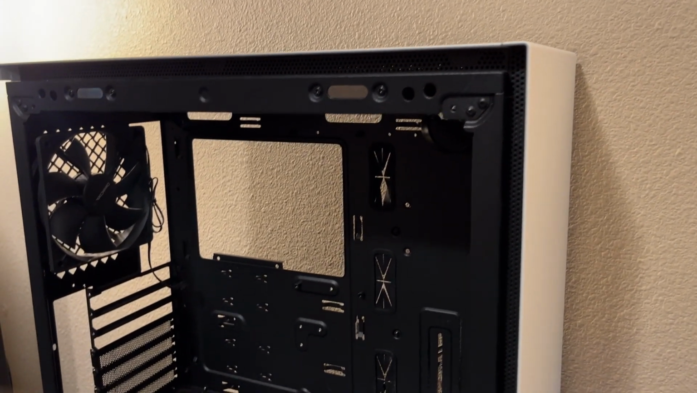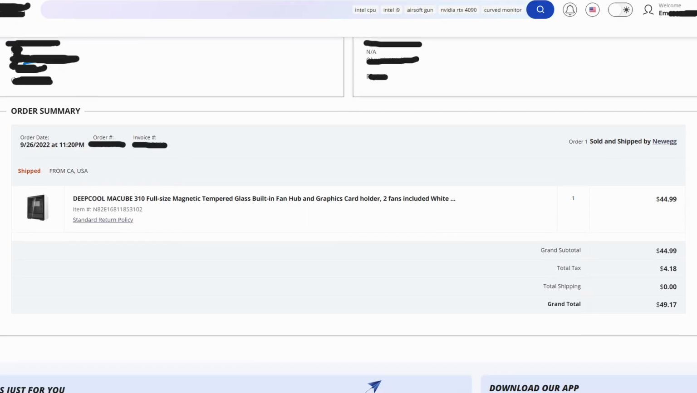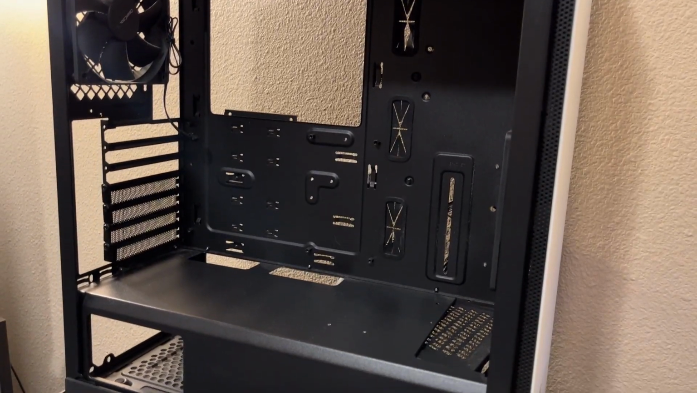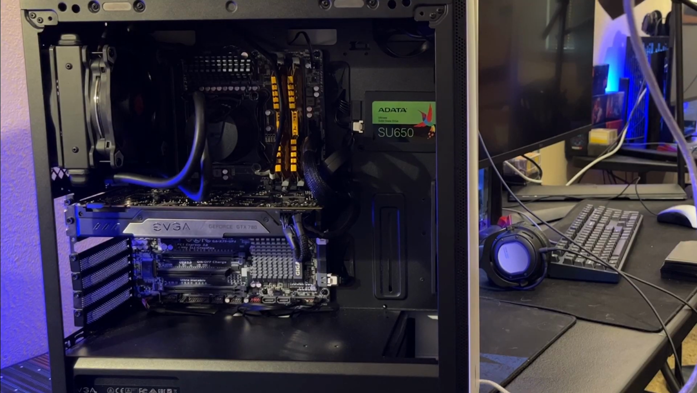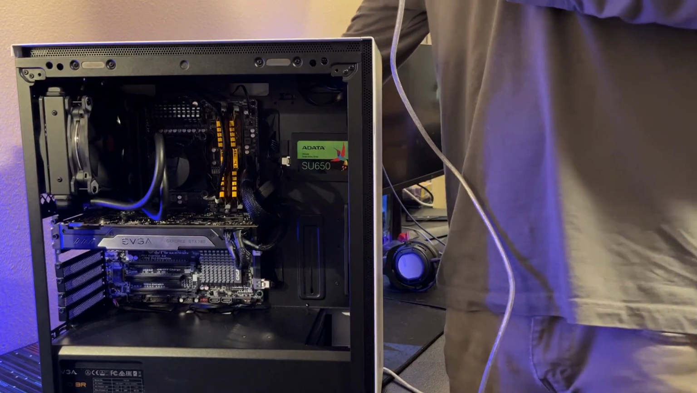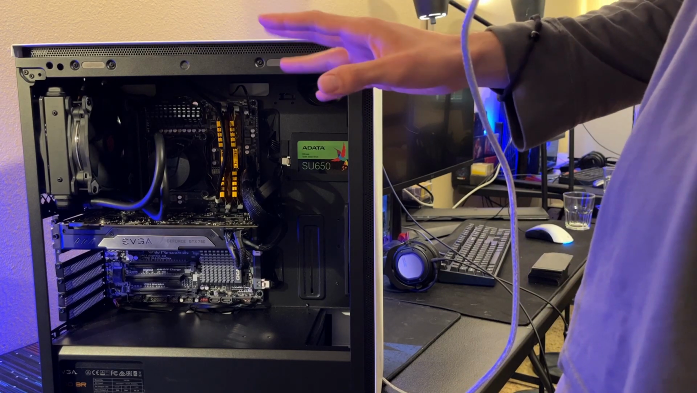Which is actually a pretty decent case. I actually really like this case. It's a shame it's no longer available. I think I picked this up for like $45, and this is honestly a really decent case for the money. It's got a tempered glass side panel, which I have off at the moment, and all the panels are magnetic, which makes it really easy to take this thing apart.